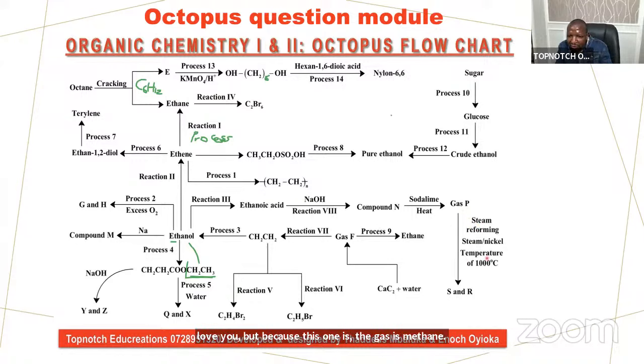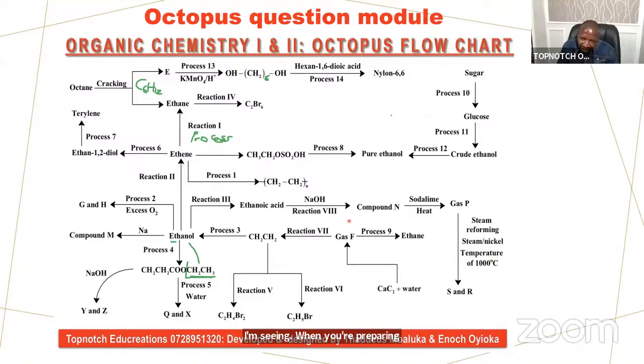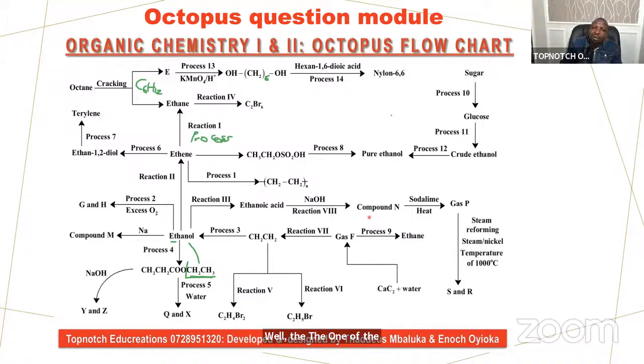Then now we undergo steam reforming. I'm saying, when you're preparing alkanes, you use a sodium alkanoate to get the corresponding alkane with one carbon atom less. Because remember, one of the other products that we form here is sodium carbonate. So if we want ethane, we are going to use sodium propanoate plus soda lime. Are we together?